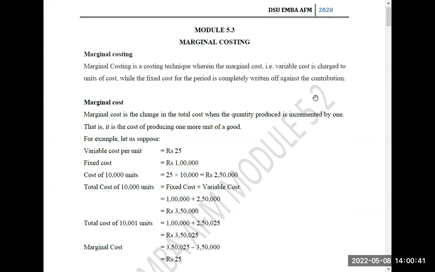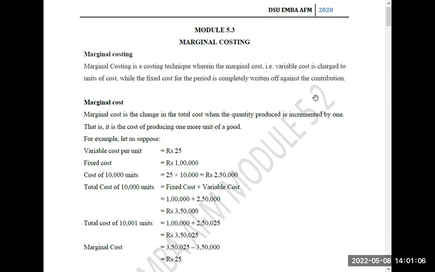Why should this be studied? Why is marginal costing important for us as managers? It's very simple. It helps us in finding out the break-even point. Have you heard about break-even point? What do you mean by break-even point? Any guesses? Definitely in our life, we might have heard about this concept called break-even.